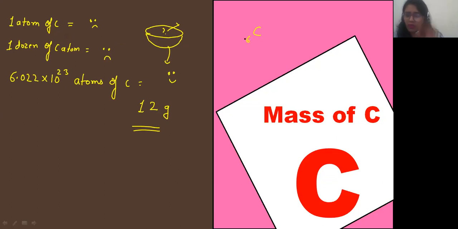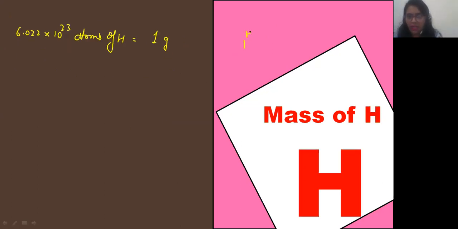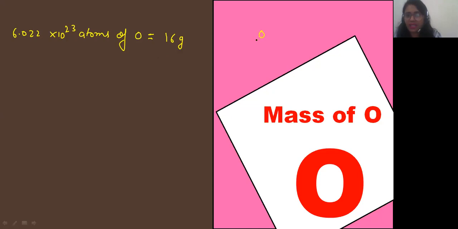If you have seen the periodic table in class 9th or class 10th, there is a symbol like this, 6C12. So this 12 is the mass of 6.022 into 10 raised to the power 23 atoms. So you can relate it, from where these values are coming and why they have put them like this: 1H1. For oxygen, it is 8O16, right?